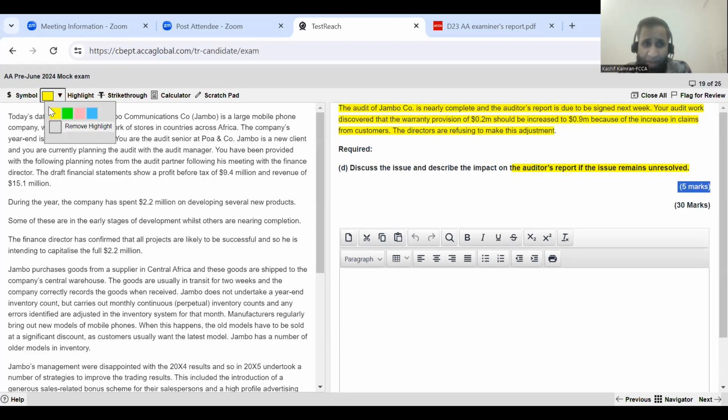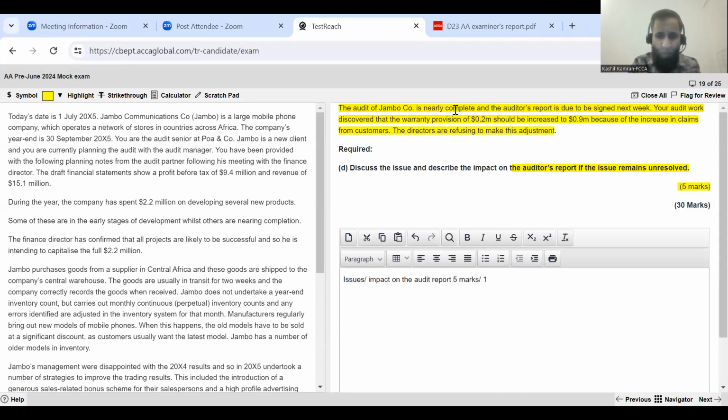A lot of the time I've seen students don't write 5 proper points. Discuss the issue. What is the issue? And describe the impact on the report. Now, I'm not giving you a proper structured answer here, but because this is a 5 marks question, discuss the issue and the impact on the audit report. 5 marks means divided by 1 mark each. You need to write 5 points. Now, at times you're in a hurry, you just say qualified opinion and that's the story. No, you need to go properly.